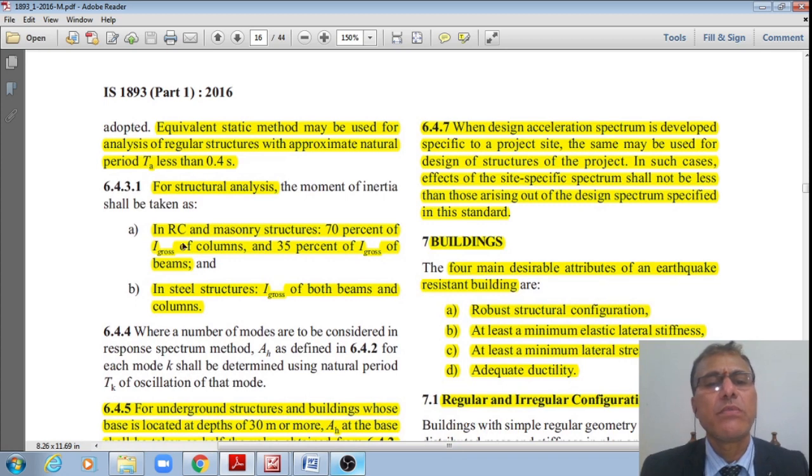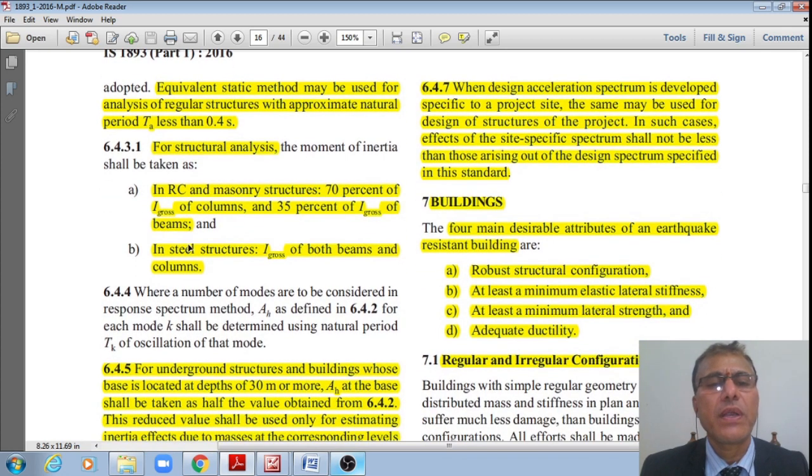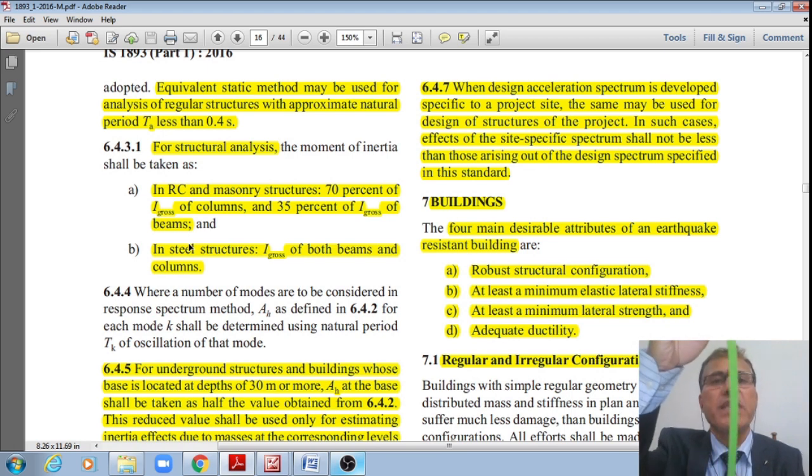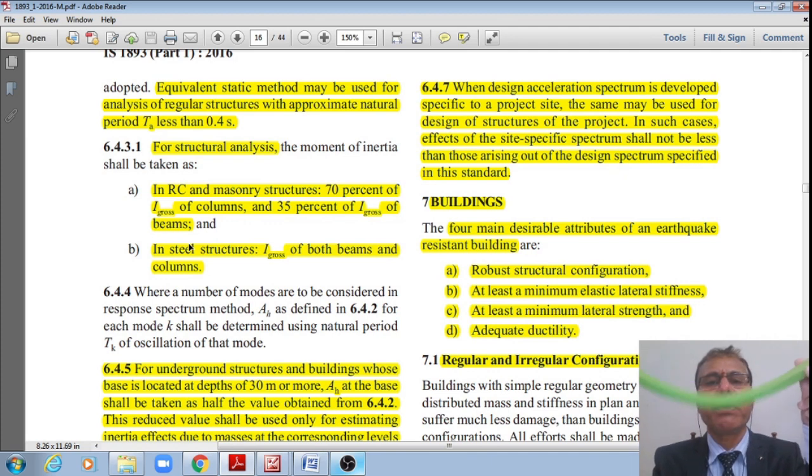For structural analysis, the moment of inertia shall be taken like this. For RC, the reinforced concrete and masonry structures, 70% of the gross moment of inertia of the columns, and only 35% of that of the beams. Whereas in steel structures, for both beams as well as columns, 100% gross moment of inertia can be considered. That is the advantage of the steel structures. And they will also have a longer time period.